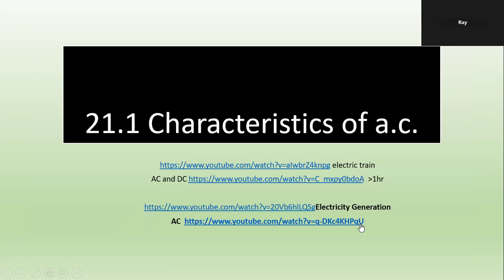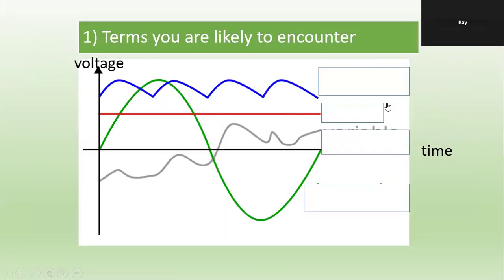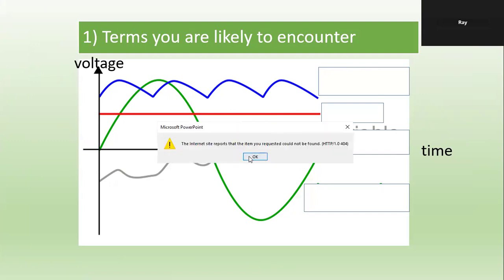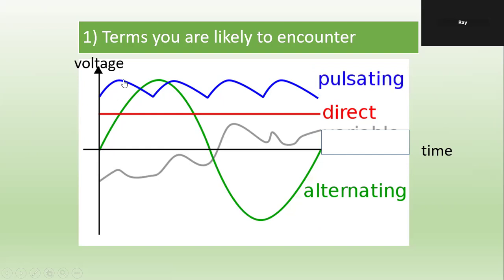Okay, let's go to our syllabus. Characteristic of AC. This is called direct current, it doesn't change. This is called alternating current, sinusoidal. This is called pulsating. It's a direct current, but it's pulsating. It's not constant. This is variable, it keeps on changing.